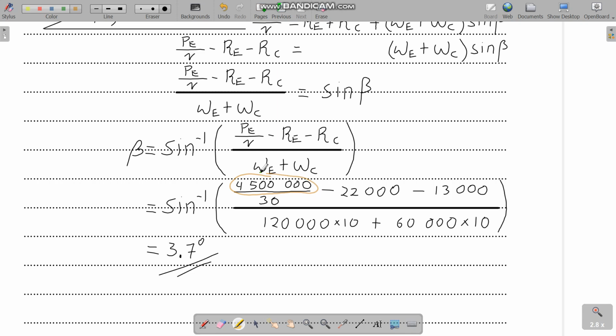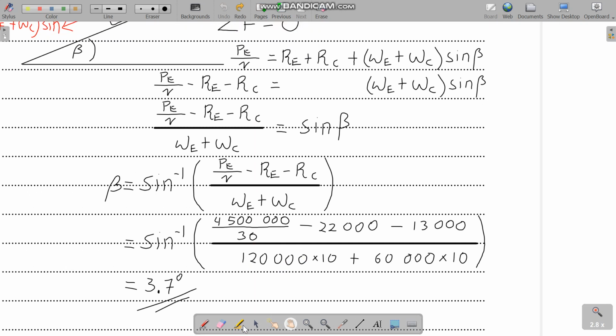This is the engine power, velocity, resistance on the engine, resistance on the coach, and the weight is mass times G, so mass of the engine times G, mass of the coach times G, and after we use a calculator we get the final answer.